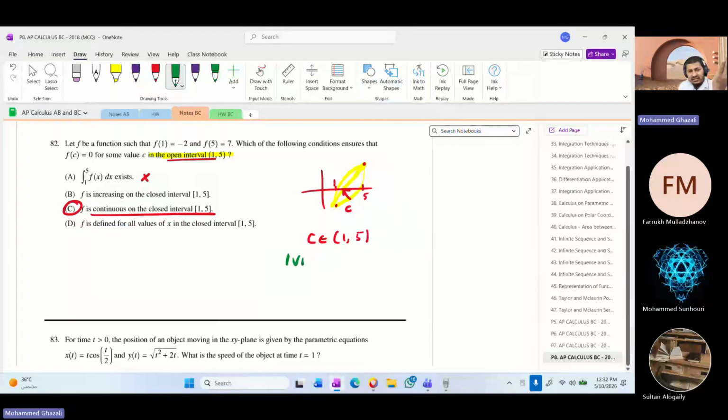But what does it mean, defined for all values of x? So we know all the values of x, or what? No, you can have a graph that is broken. The interval 1 to 5 is defined for all values of x? No, we're not talking about defined values, we're talking about continuous functions. The function has to be continuous. It's just a theorem. There's a theorem with 3 conditions, and you can't change these conditions. Okay.